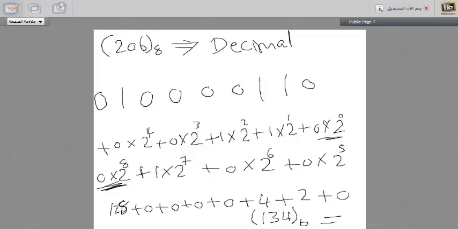in decimal. Is this clear? Is this understood? Is it? Yeah? Okay. No. Okay, let's move on.